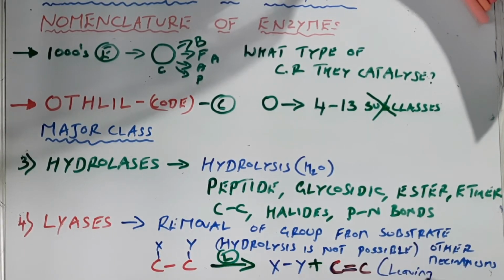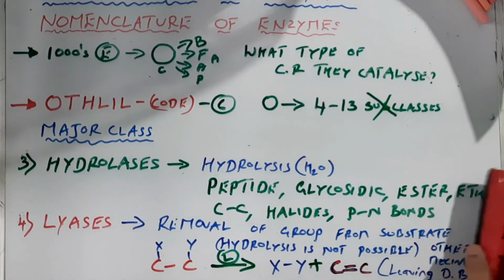So whenever lyases are at work in a particular chemical reaction, or when they are catalyzing a chemical reaction, they not only separate the groups from the substrate, but also leave double bonds, DB, double bonds. That's what you see here. Got it? Okay, so this is actually the fourth major class. Let me erase it and go to the next one.